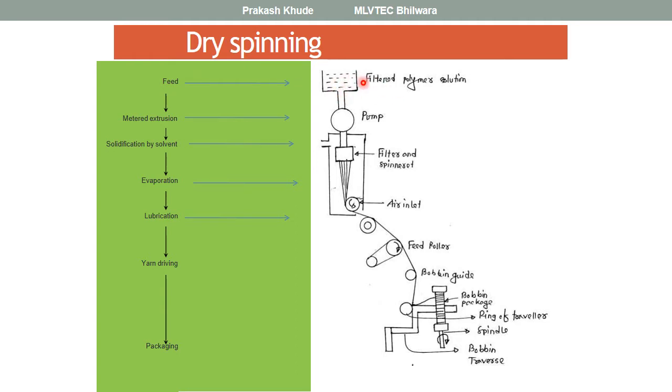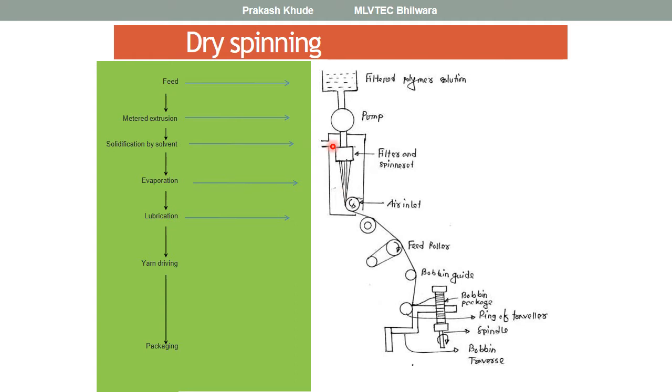Initially, the filtered polymer solution, which we normally call the dope solution, where the polymer has been dissolved with the help of solvent, is pumped through a metering pump. Similar to melt spinning systems, the metering pump regulates the flow rate, and then it is passed through the spin pack assembly, which is composed of a filter and spinneret, and then it comes out.